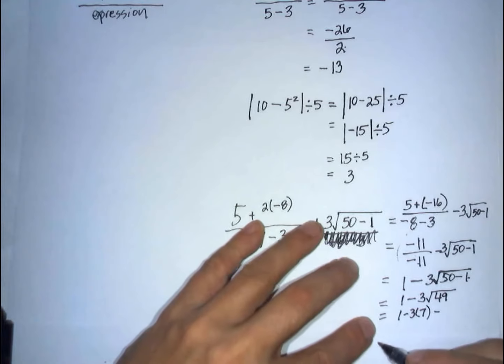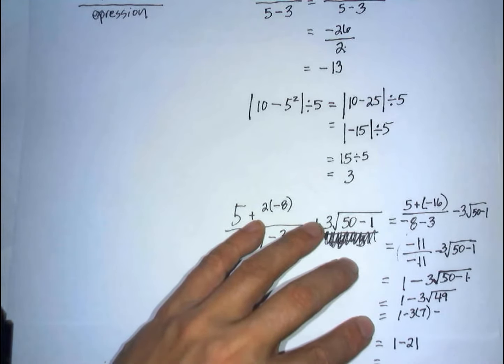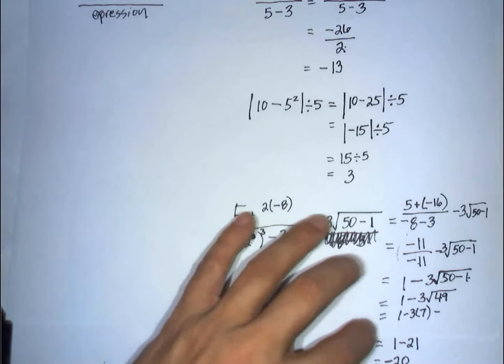And then 3 times 7 is 21, so we'll have 1 minus 21. And 1 minus 21, they're different signs, so we subtract. And the bigger sign is negative. So negative 20 is the answer.